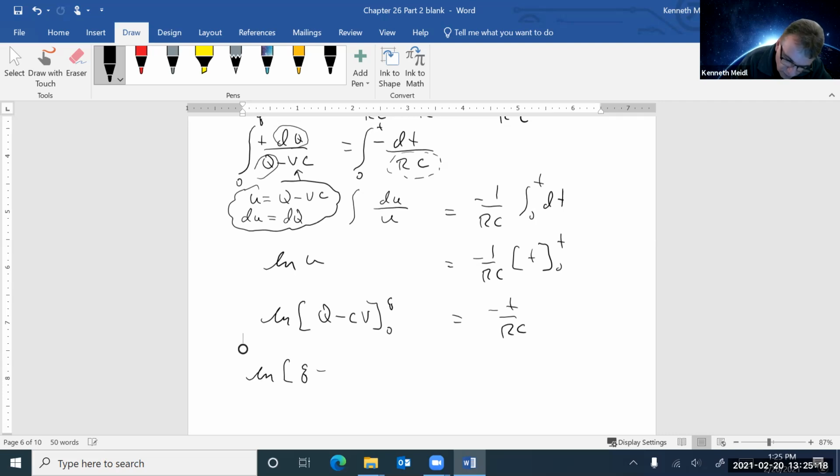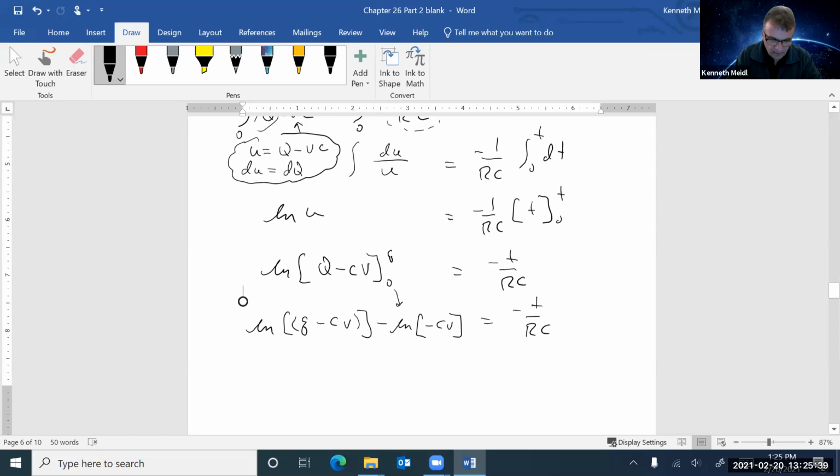So I get this little q minus cv, and then I put in the other limit, which is 0. And so you have minus the natural log, and I put in 0, so it's just c times v. Okay, it doesn't look great to me, but I think I'm going to write this as 1 natural log. And so I've got q minus cv, and then what that minus sign means, I divide, and then on the bottom I've got minus cv. That makes things a little bit more compact here. So once we put in the limits, we can write it this way.